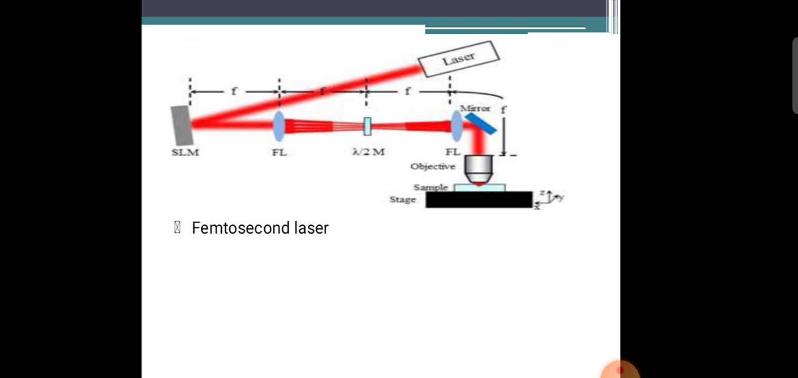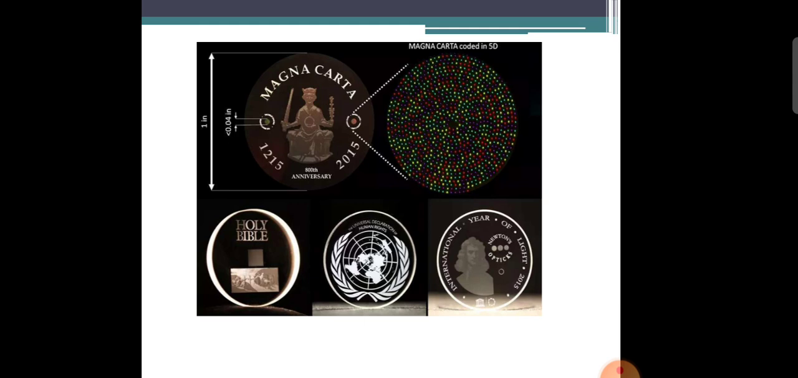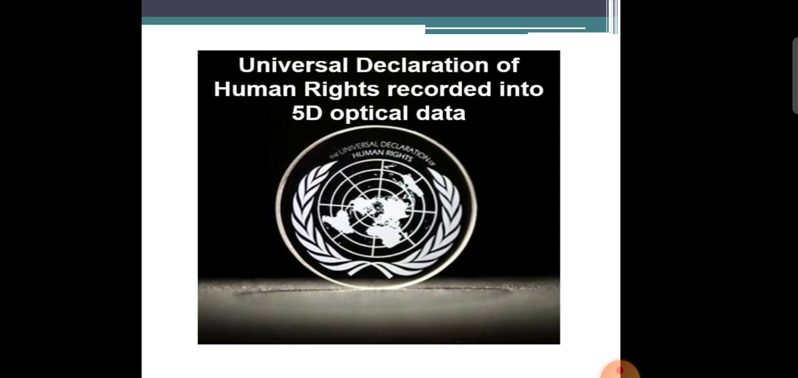Femtosecond laser. SLM, spatial light modulator. FL, Fourier lens. Lambda by 2, half wave plates matrix. Magna Carta coded in 5D. The micron sized dot in which the nanogratings are stored. Universal Declaration of Human Rights recorded into 5D optical data.